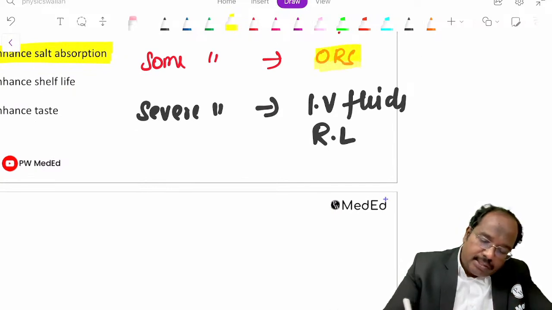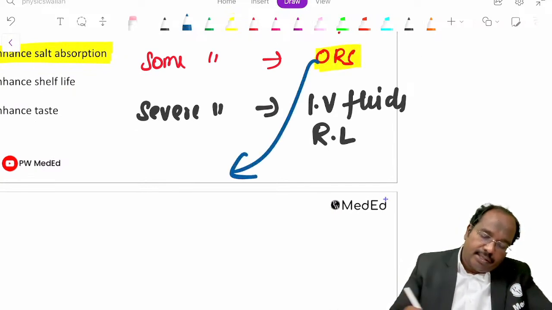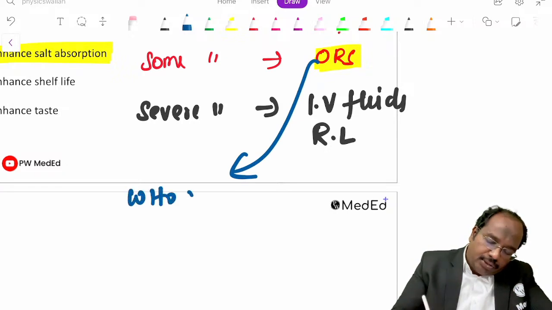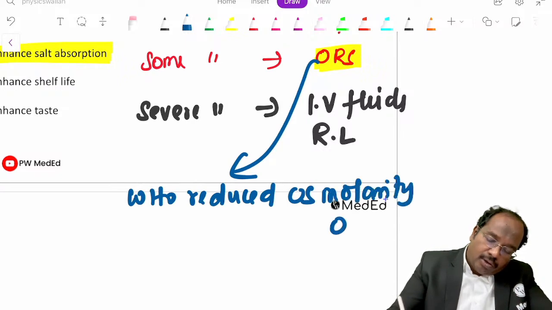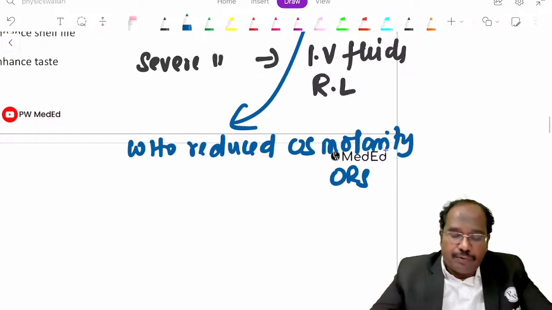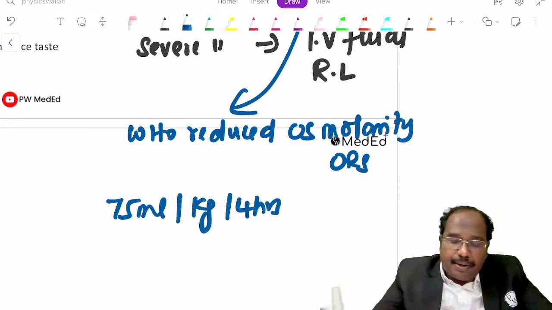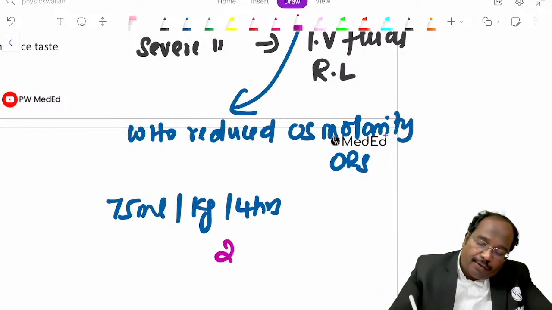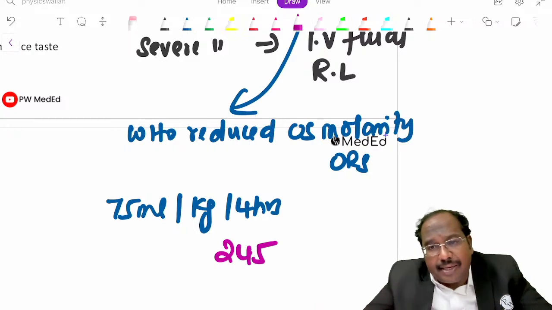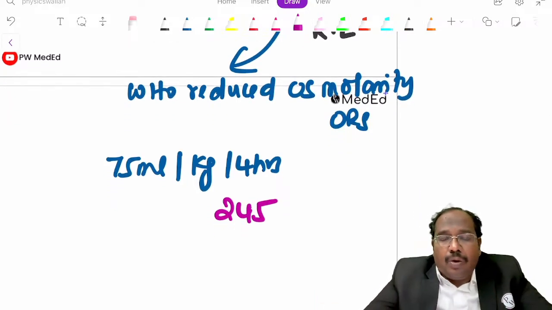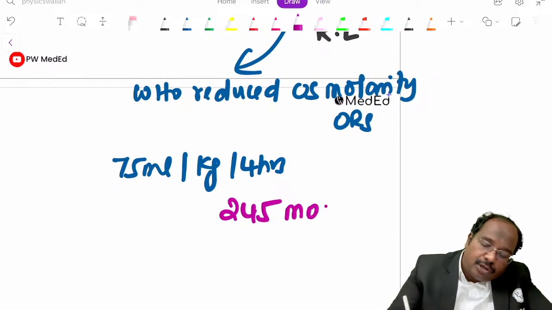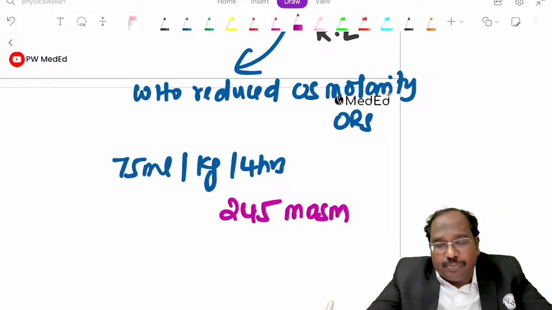What we use is WHO reduced osmolarity ORS, 245 milliosmoles. We have to use 75 ml per kg in 4 hours. After that, you have to reassess the child and repeat it. A few years back, when I was a student, it was 330. Right now we use WHO reduced osmolarity ORS, 245 milliosmoles, because it increases shelf life.